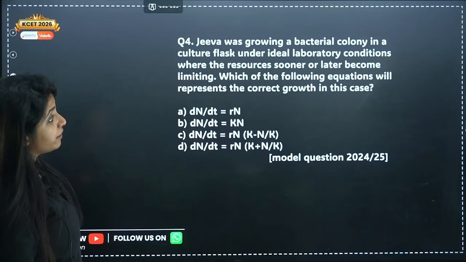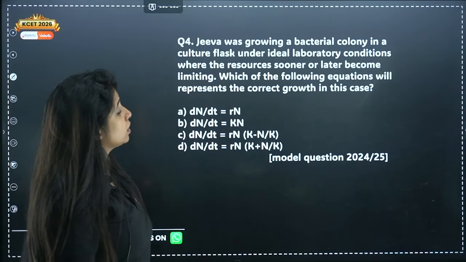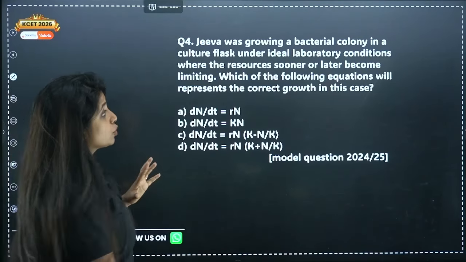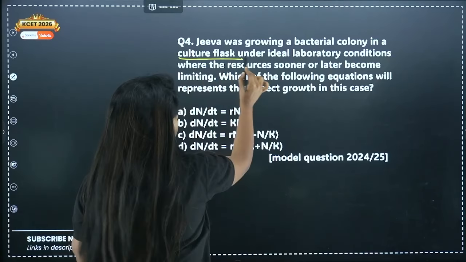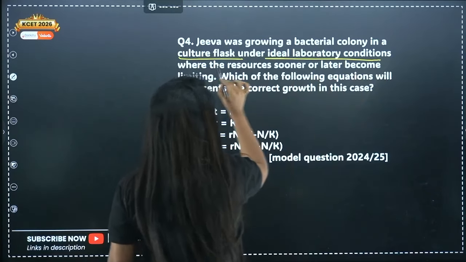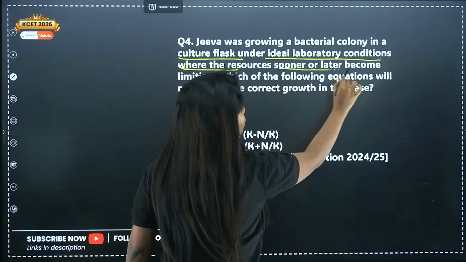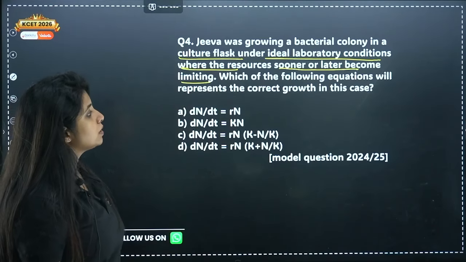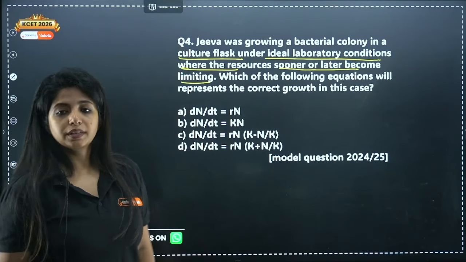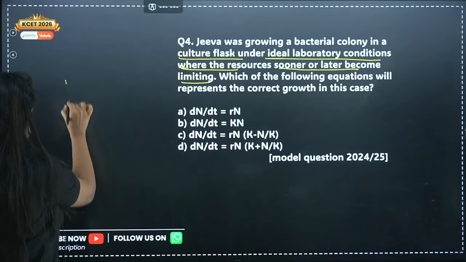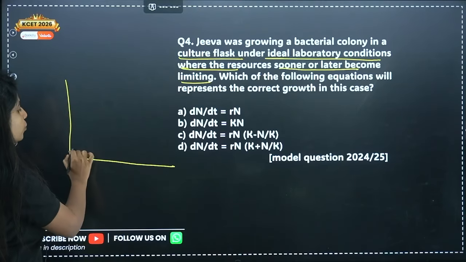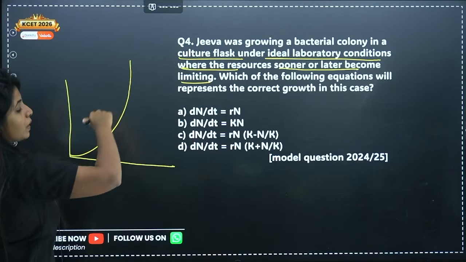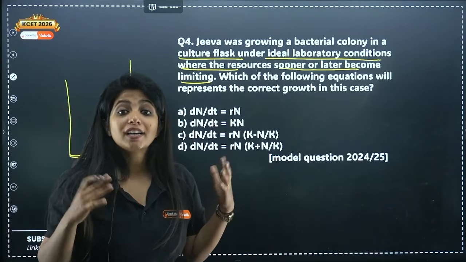Next, Jiva was growing a bacterial colony. This is a previous year model question paper question. Jiva was growing a bacterial colony in a culture flask under ideal laboratory conditions where the resources sooner or later become limiting. Which of the following equations will represent the correct growth in this particular case? So over here, my dear children, you have two types of growth. One growth is basically where it goes exponentially. This happens where the resources are not limited.